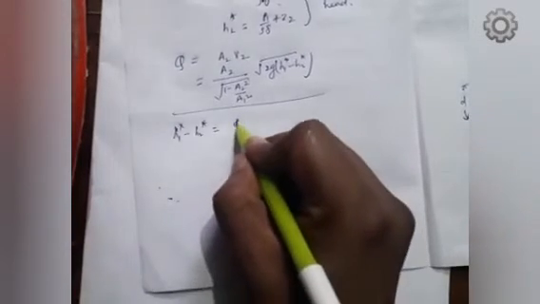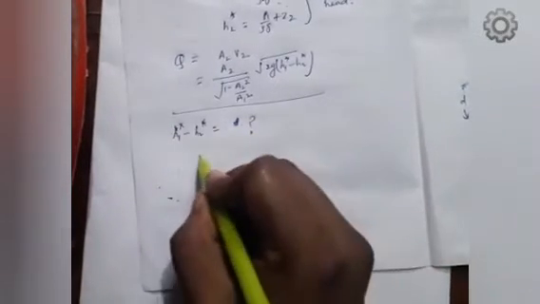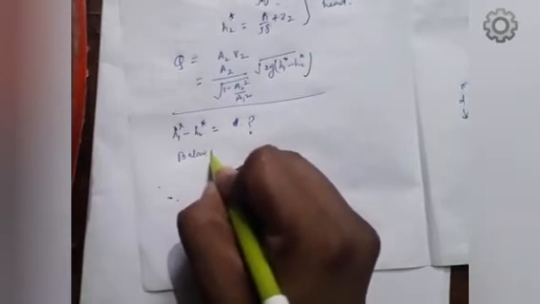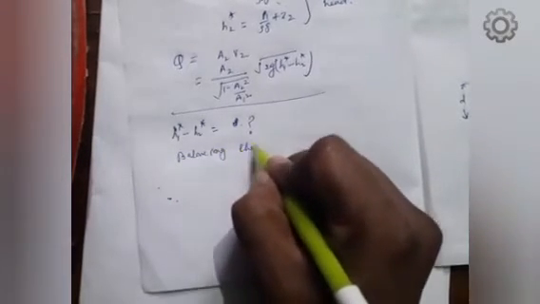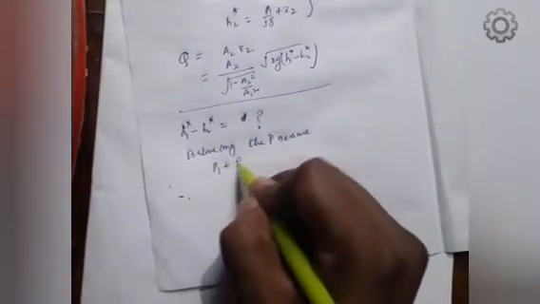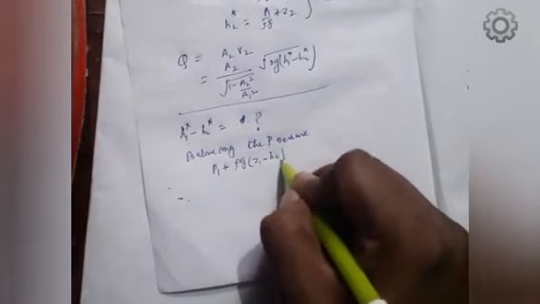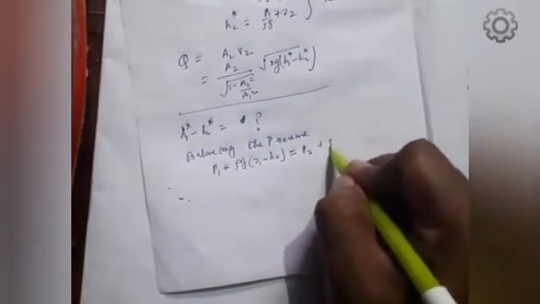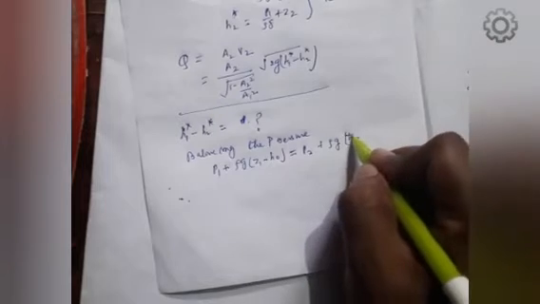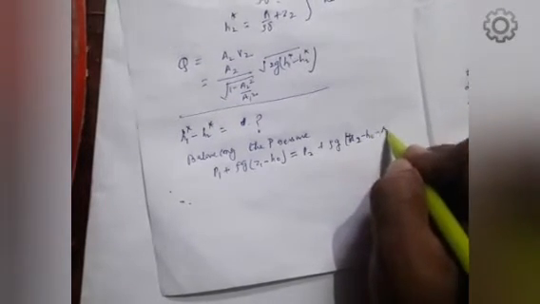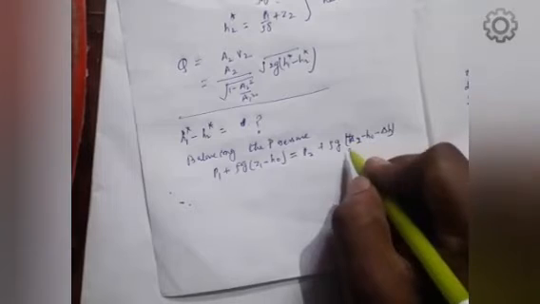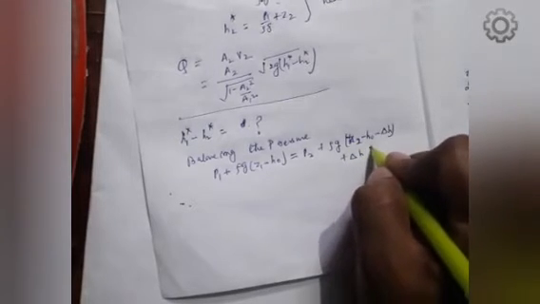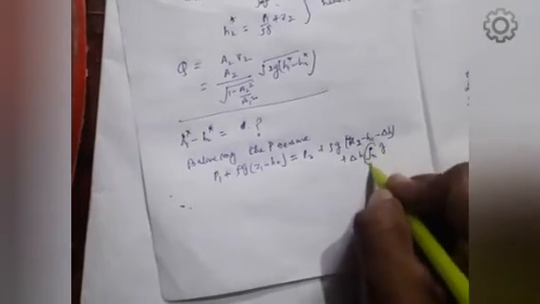We have to find out H1 minus H2. So we are balancing the pressure at this reference line, and it is P1 plus rho g (Z1 minus H naught) equals P2 plus rho g (Z2 minus H naught minus delta H) plus rho M g delta H, where rho M is the manometric fluid.